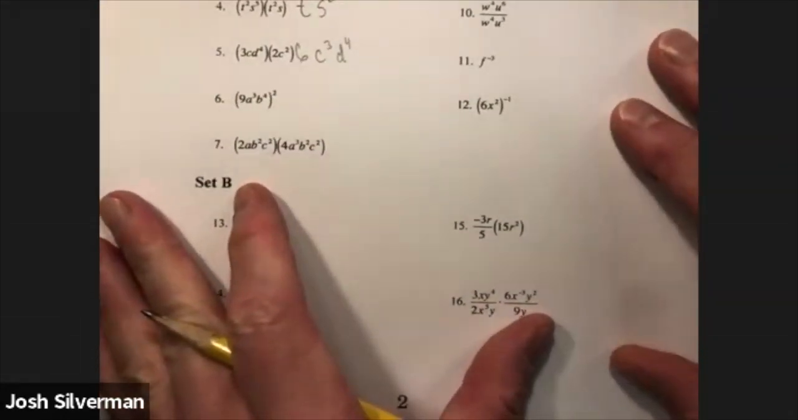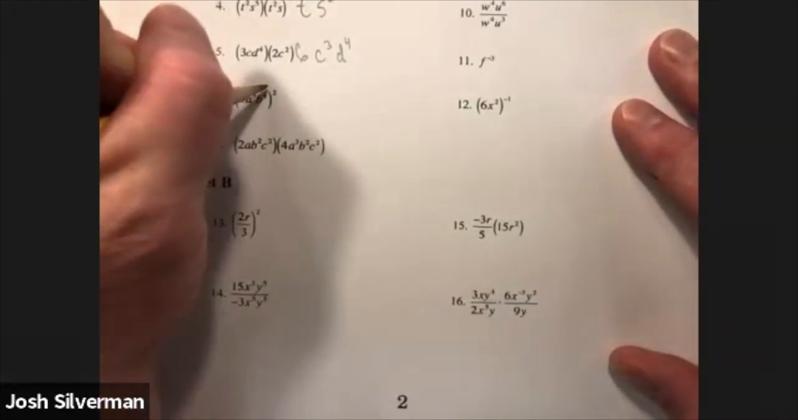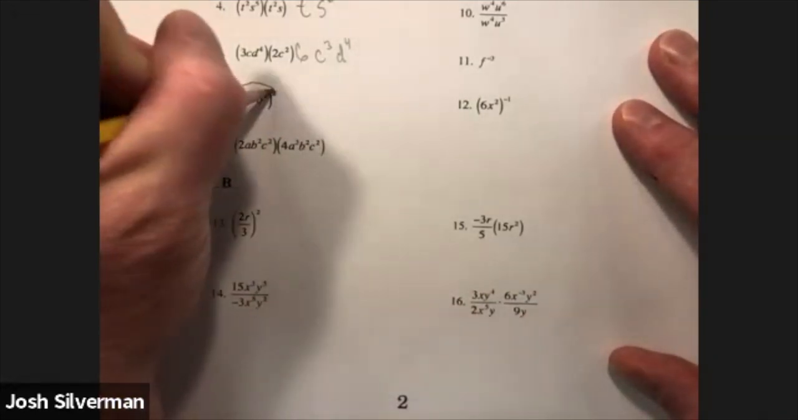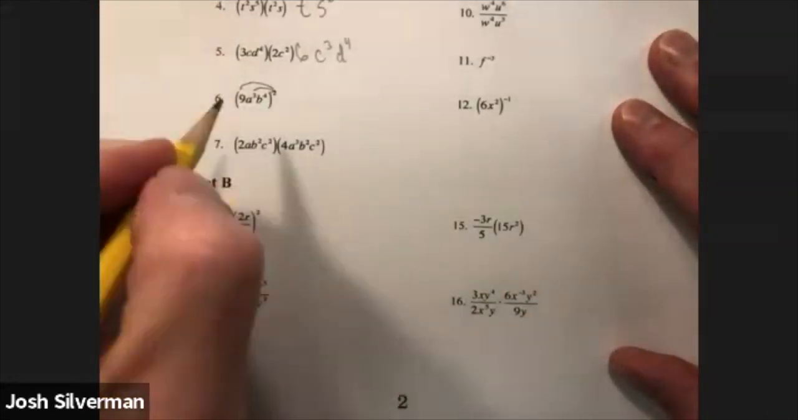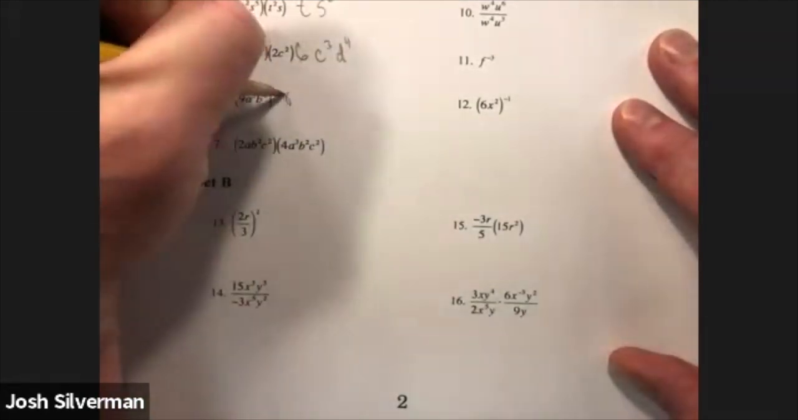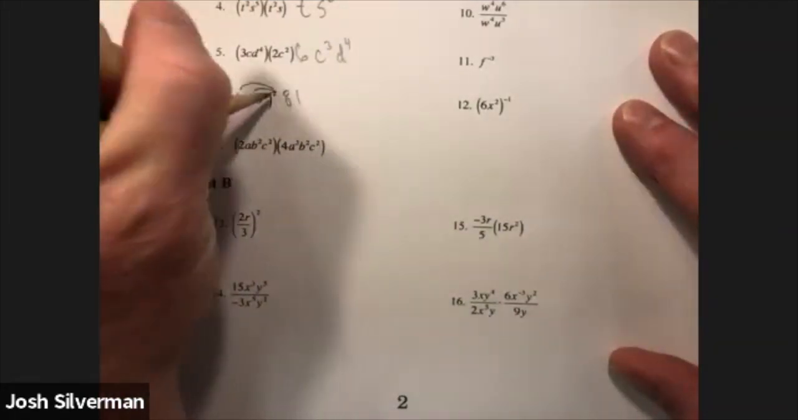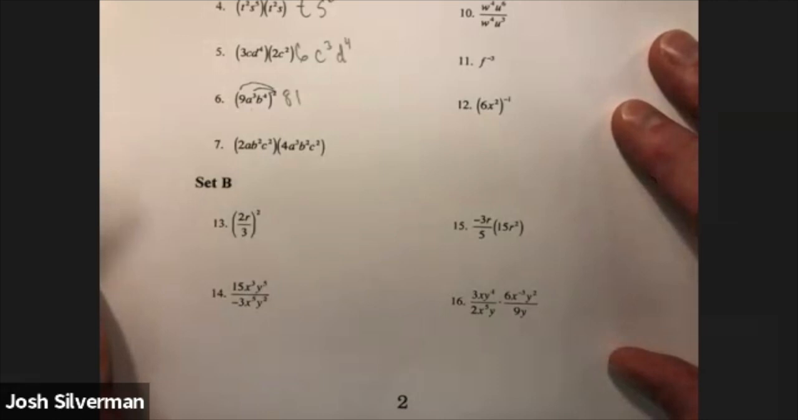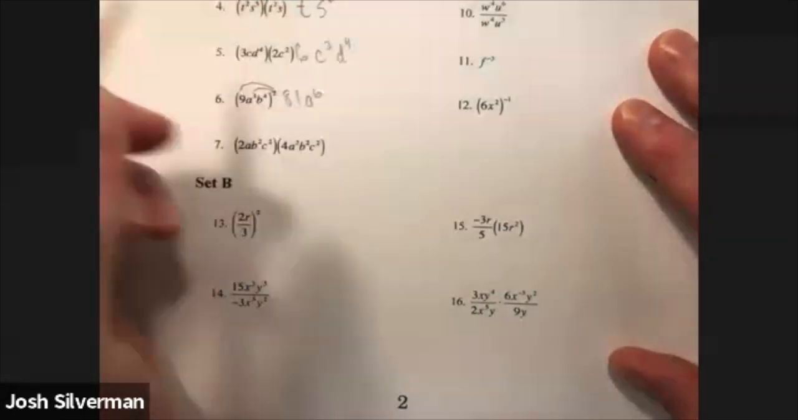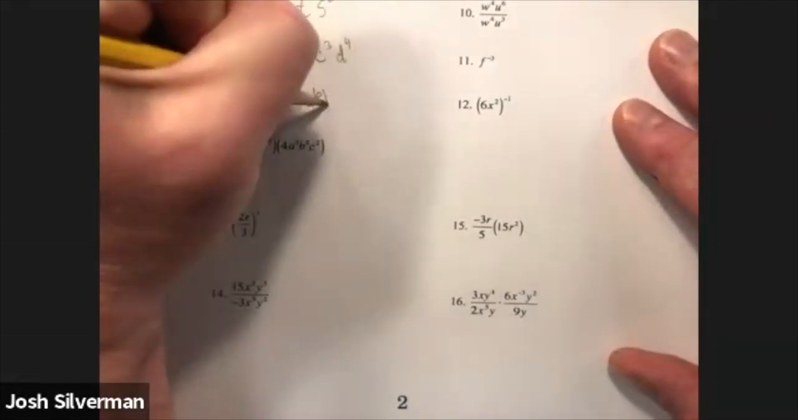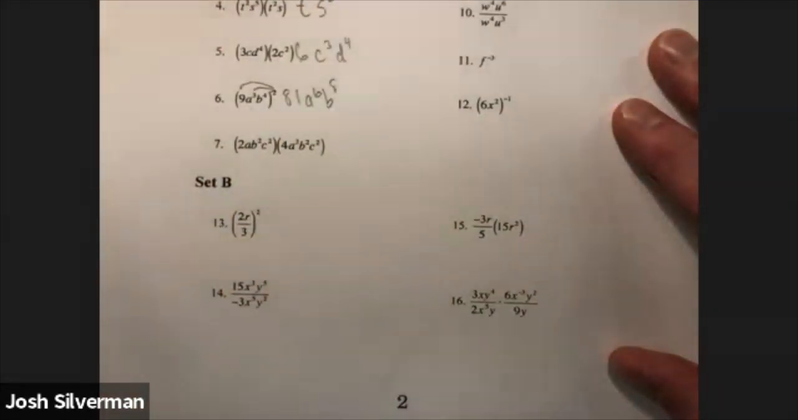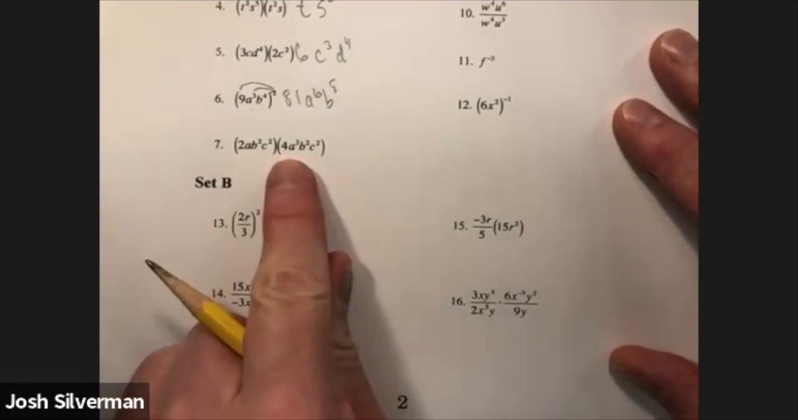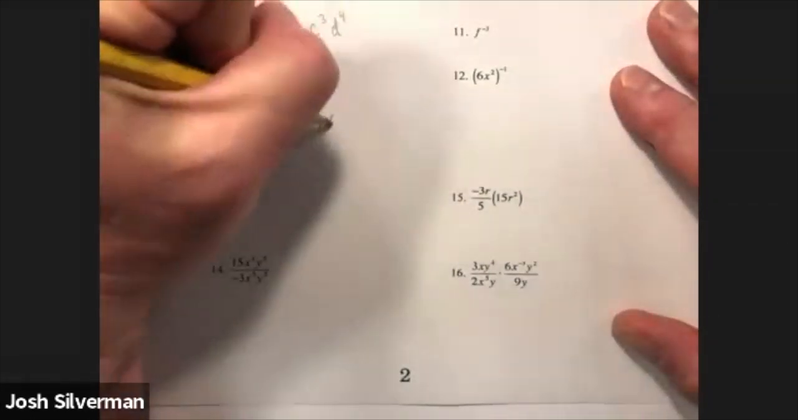9a to the 3rd b squared. That little 2 is going to affect each of the factors on the inside. 9 to the 2nd, that is 81. A to the 3rd raised to the 2nd, we're going to multiply those exponents. 3 times 2 is a to the 6th. b to the 4th raised to the 2nd, that is b to the 8. 2 times 4, that is 8.